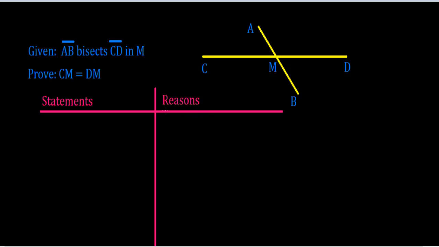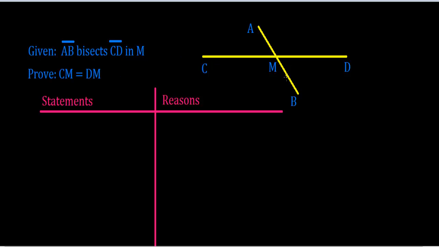Hello everyone. Let's see this proof on segments. The given says that segment AB bisects segment CD in M, and I have to prove that CM is equal to DM. So let's look at this drawing.